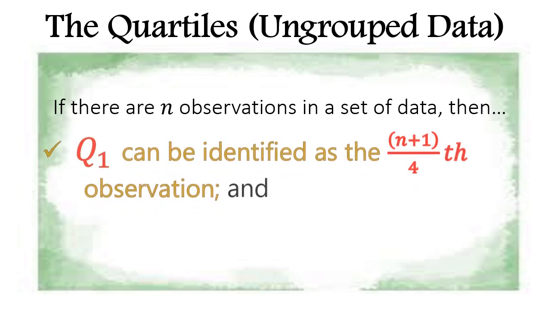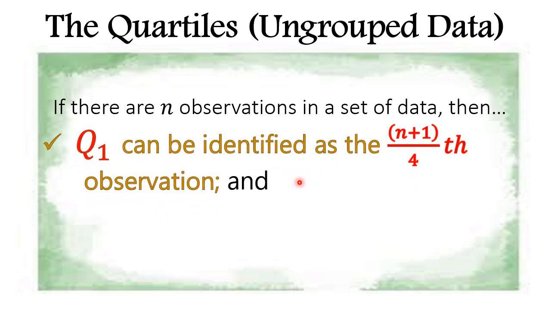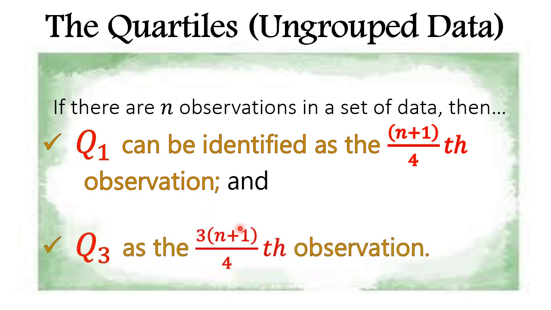So what would be the formula? To find the position or rank of your Q1, you just simply use n plus 1 over 4, or divided by 4. And as you can see, we do have here th, observation. Since we're talking about position or rank, we have first, second, third, fourth, 5th, 6th, 7th, and so on. Okay, same manner with Q3. So the formula would be 3 quantity n plus 1 all over 4 observation.